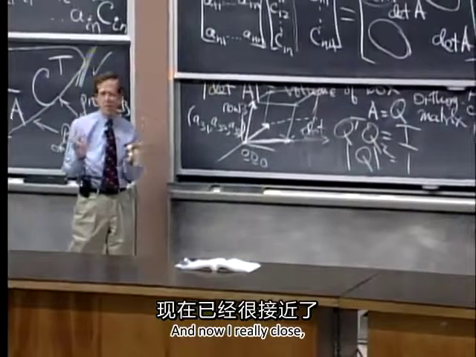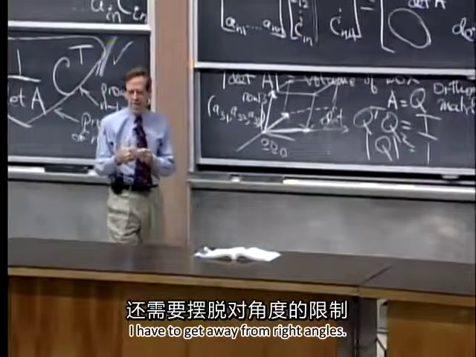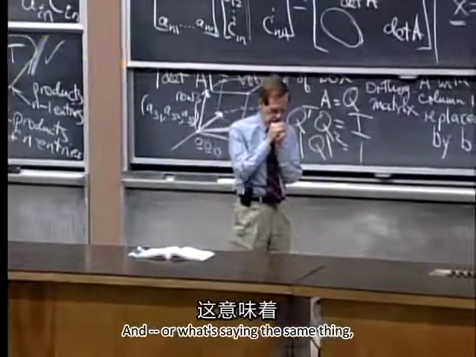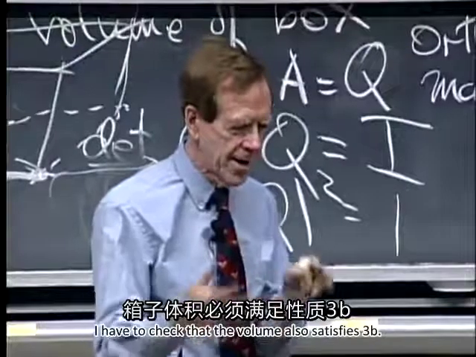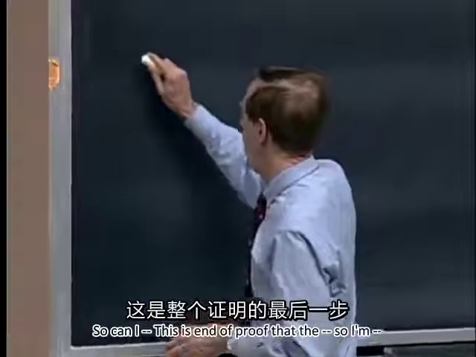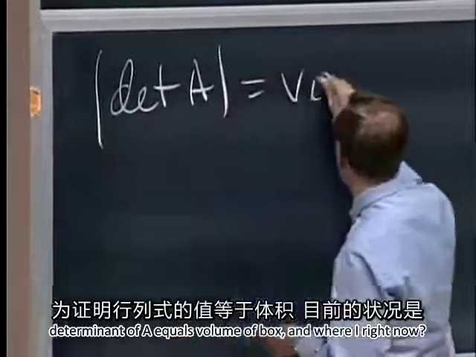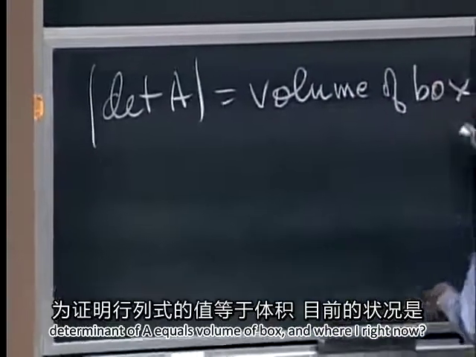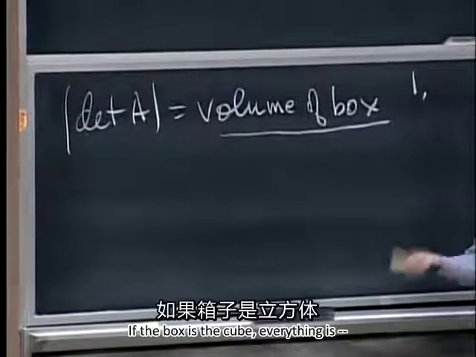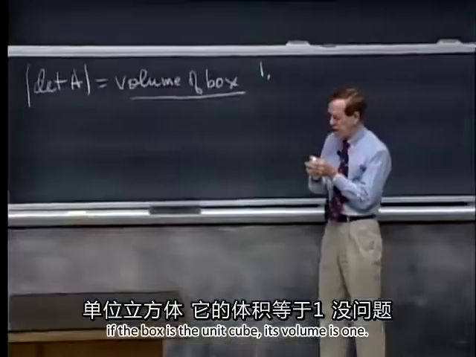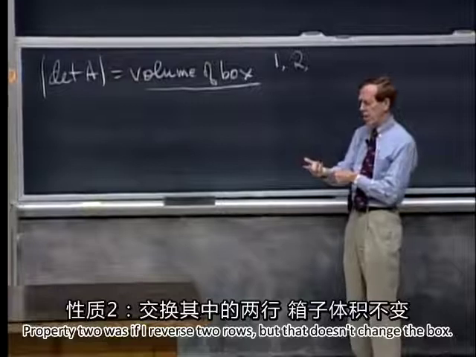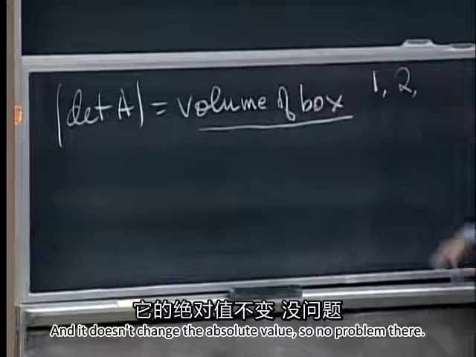And now I really am close to the very end of this proof, but I have to get away from right angles. I have to allow the possibility of other angles. Or, what's saying the same thing, I have to check that the volume also satisfies 3B. So this is the end of the proof: determinant of A equals volume of box. And where am I right now? This volume has property 1, no problem. If the box is the unit cube, its volume is 1. Property 2 was if I reverse 2 rows, but that doesn't change the box, and it doesn't change the absolute value, so no problem there.